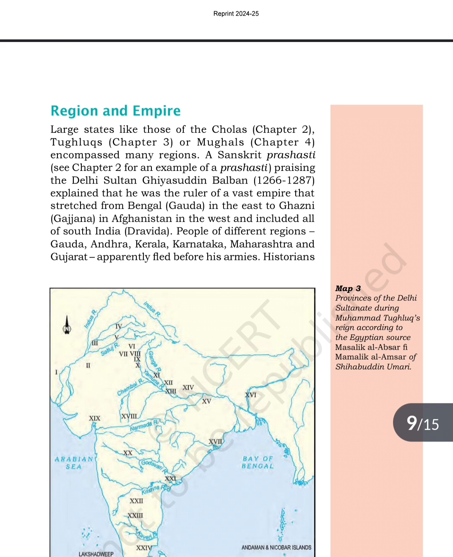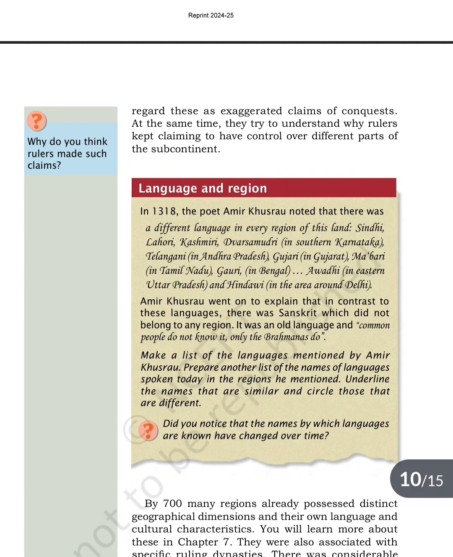A Sanskrit Prashasti praising the Delhi Sultan Ghiyasuddin Balban explained that he was the ruler of a vast empire that stretched from Bengal, Gauda in the east to Ghazni, Gajana in Afghanistan in the west, and included all of South India, Dravida. People of different regions, Gauda, Andhra, Kerala, Karnataka, Maharashtra, and Gujarat, apparently fled before his armies. Historians regard these as exaggerated claims of conquest.